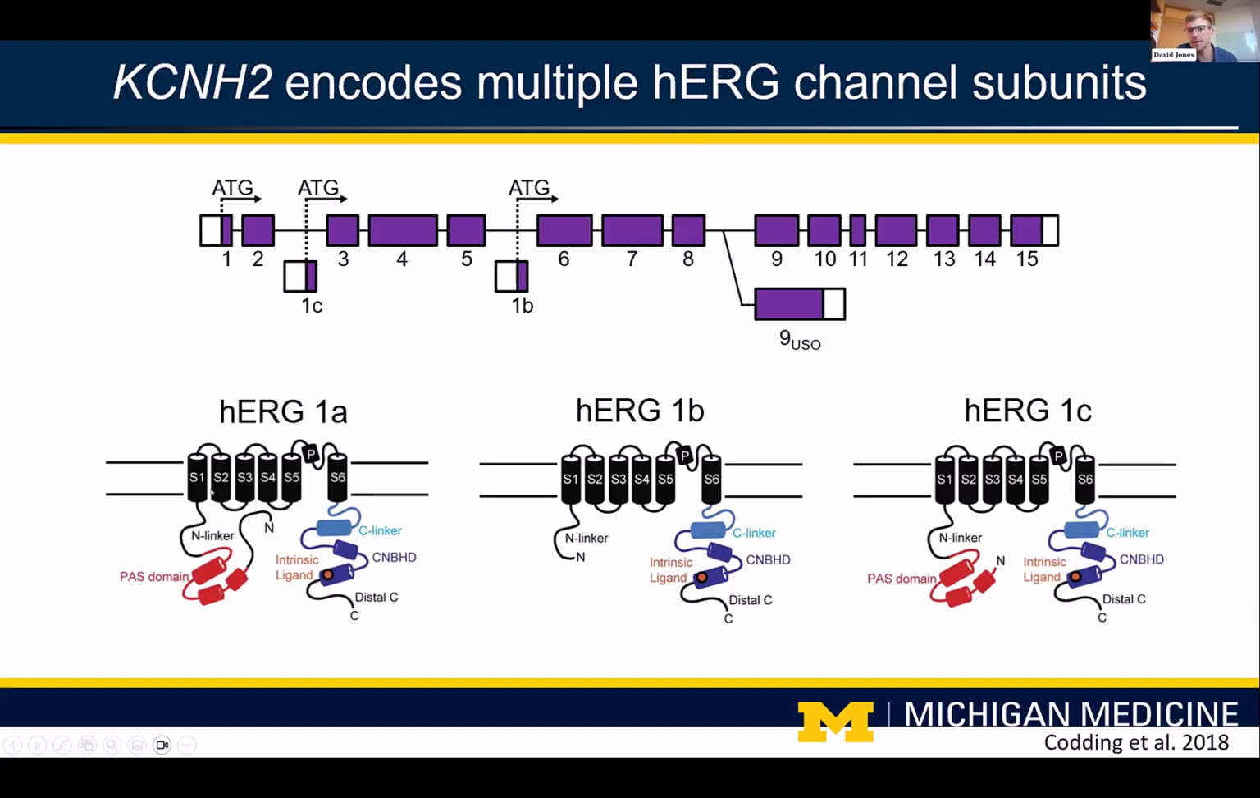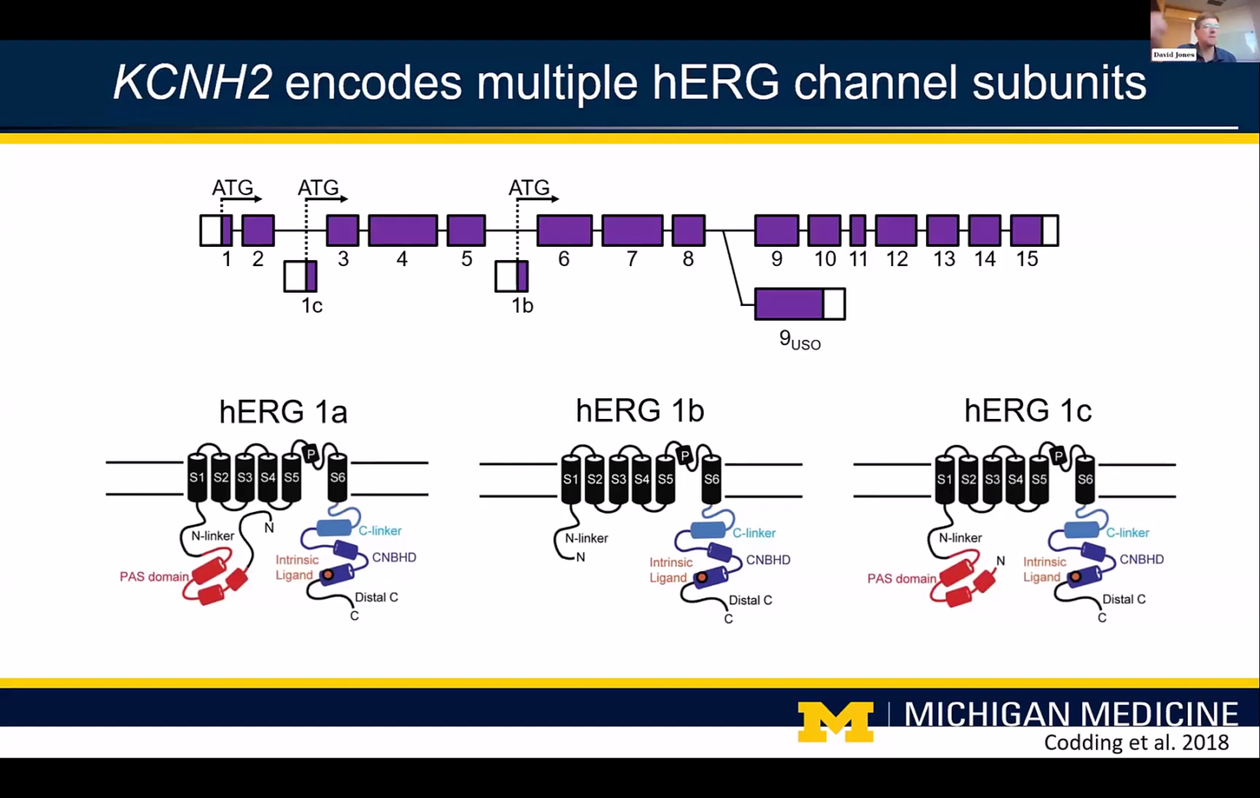The first 5 of those exons encode a PER-ARNT-SIM, or PAS, domain that I mentioned earlier, which regulates the communication between the voltage sensor and the pore. We have 2 other subunits, 1C and 1B, that have their own promoters that start downstream of 1A. What's interesting about both 1B and 1C is that they create truncated and unique N-termini that lack a fully functional PAS domain. And that turns out to be really critical in fine-tuning the kinetics and magnitude of IKR in different tissues.